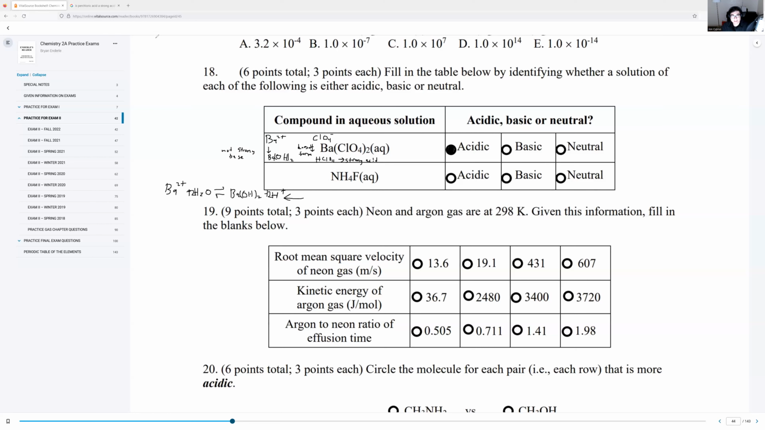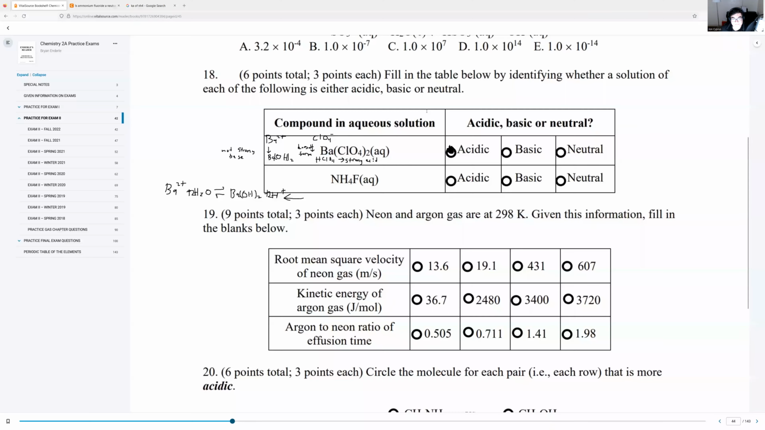All right. Next is NH4F. For this next one, if you look up the Ka values, they should be given. The Ka of NH4 is about 10 to the negative 10th. Then the Kb for fluorine, let me write this, is about 10 to the negative 11th.